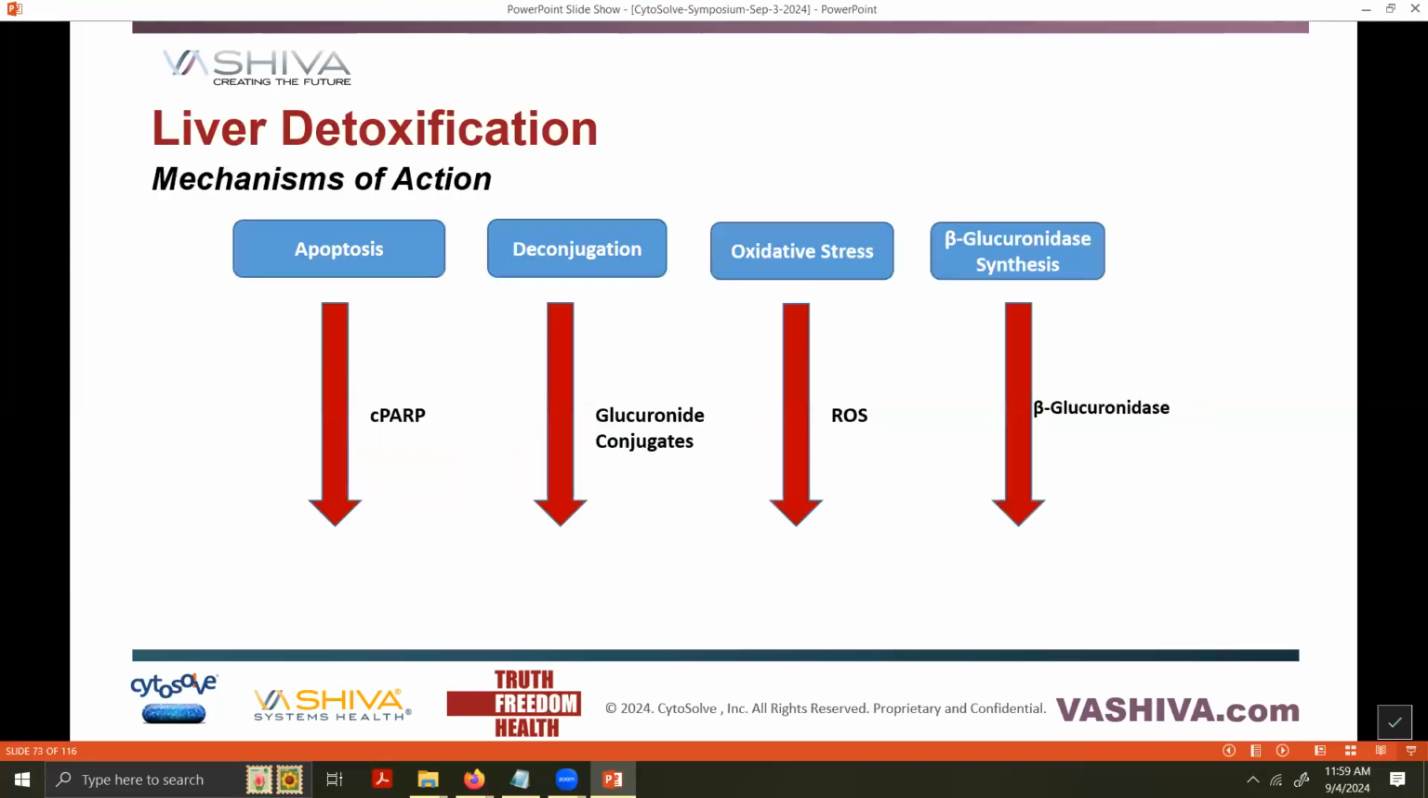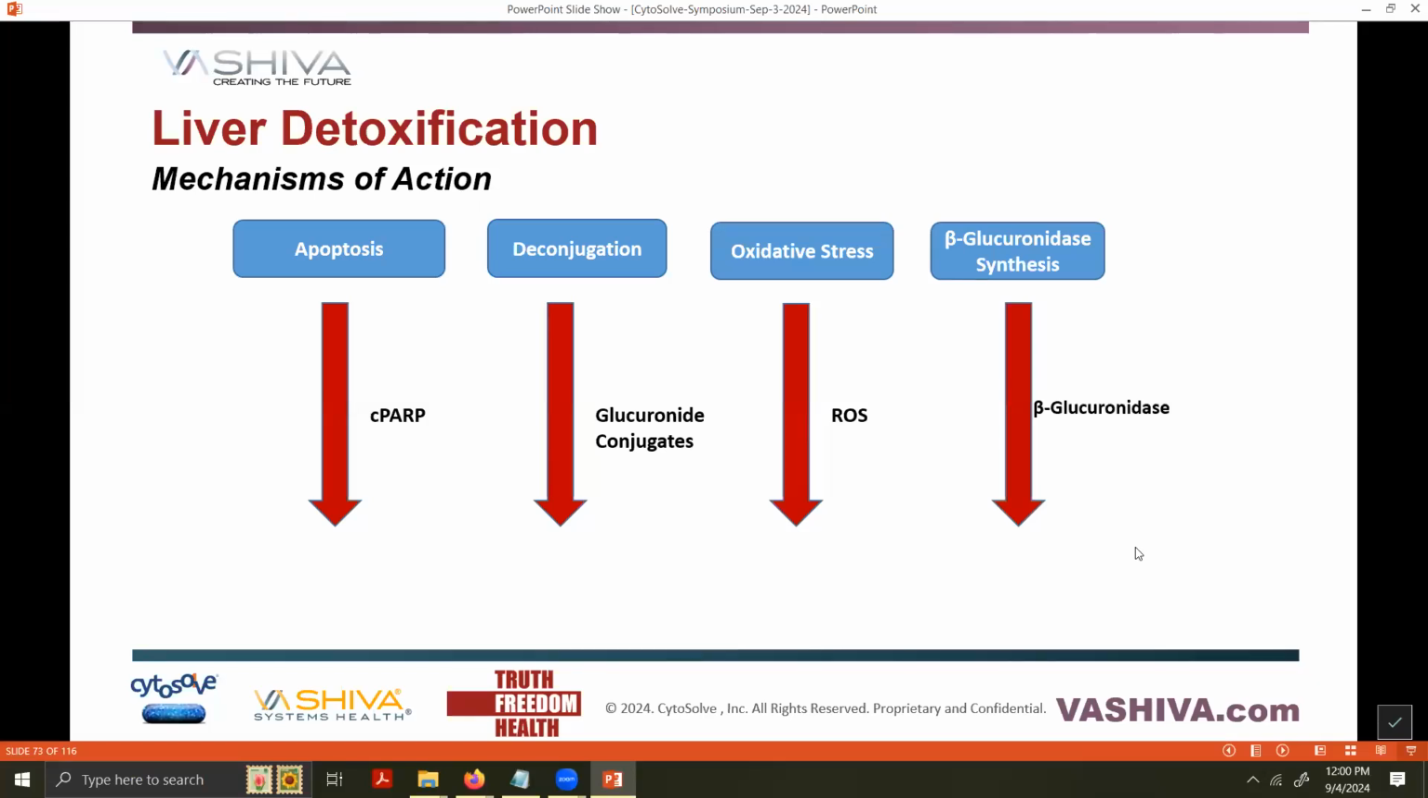So what we've uncovered is that these 4 values are like your sensors that tell you whether the input you took in is having an effect. If you're taking something that downregulates CPARP, glucuronide conjugates, ROS, and beta glucuronidase, that supports liver health. Some things may just lower ROS, but not lower glucuronidase or CPARP. When we're talking about liver health, you want all of these things to be downregulated, which means go down.